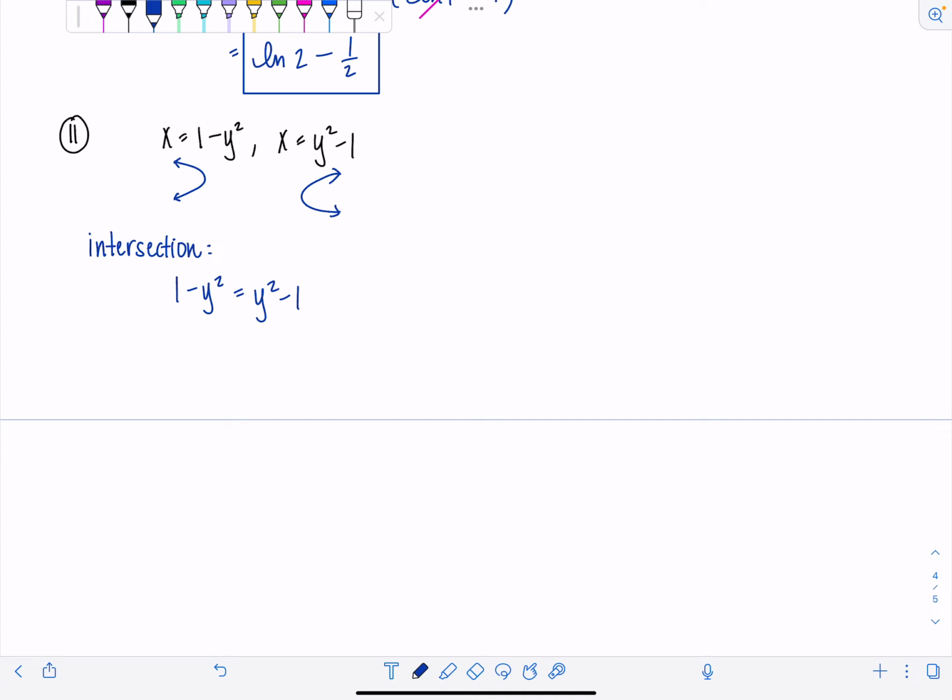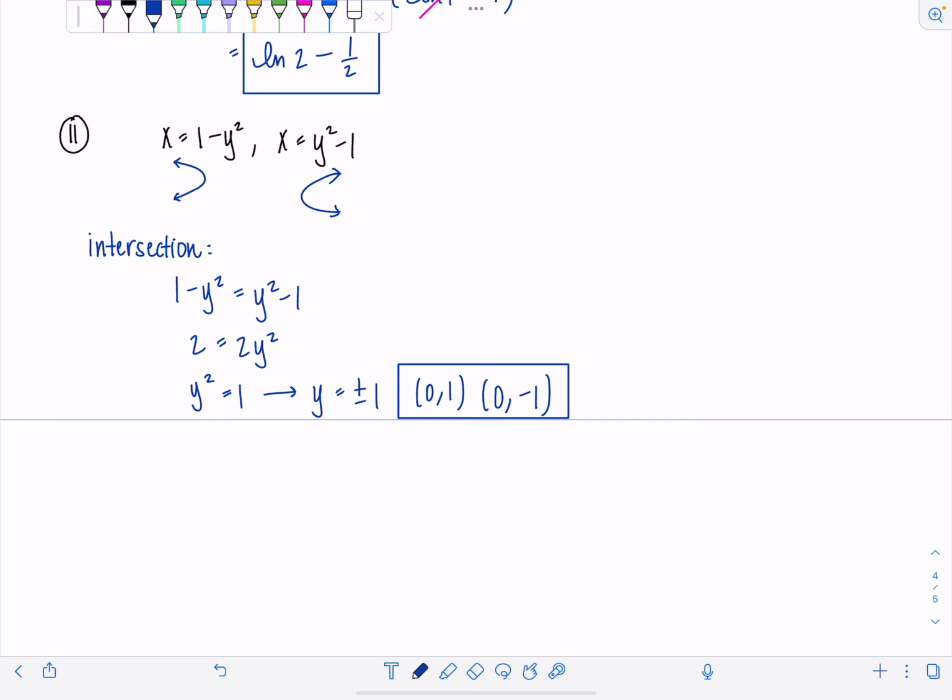Let me add y squared to both sides and add 1 to both sides. So then I have 2 equals 2y squared, which is the same as y squared equals 1. So they're going to intersect at y equals plus or minus 1. So if y is positive 1, both x values are going to be 0. And if y is negative 1, same thing. Okay, so that's where they intersect, 0, 1, and 0, negative 1.